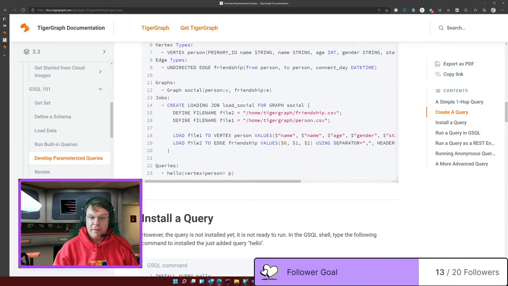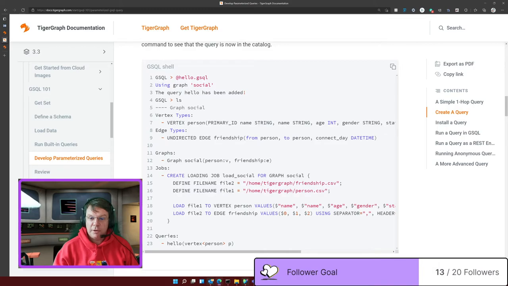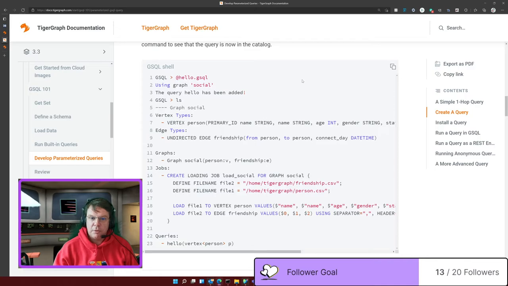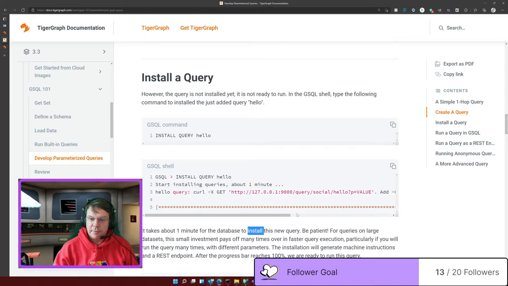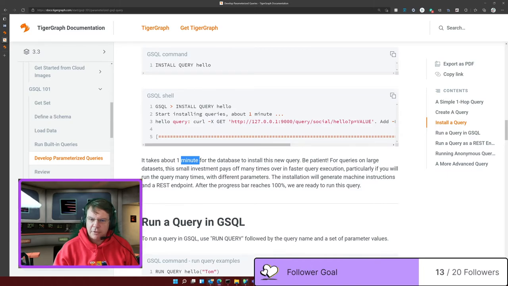What does this query look like again? Let's see. It looks pretty simple. I'm not an expert on TigerGraph queries, but there's not a lot here. It's not a super complicated query. It takes a minute. Okay, so why? Large data sets take a minute, faster query, run many times with different parameters. So it's going to generate machine instructions to a REST endpoint.